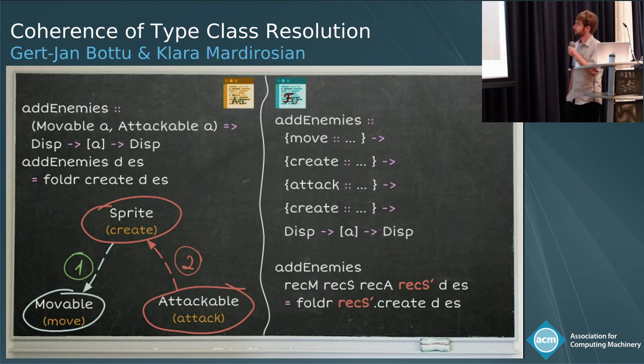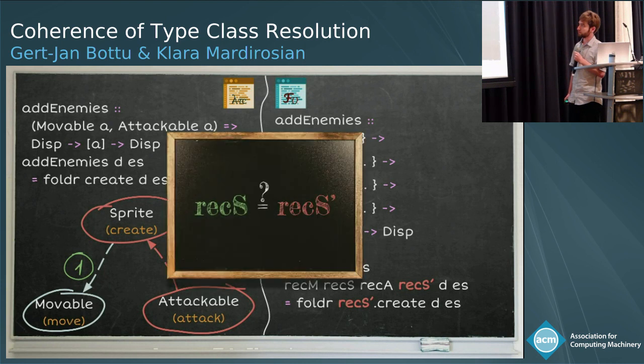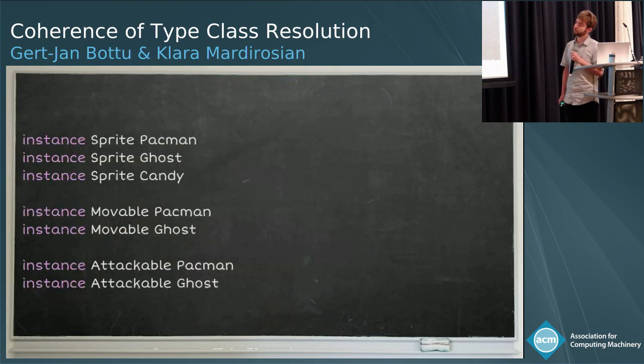I guess so, yeah. But then wouldn't coherence mean that no matter which of the 2 options we choose, we would have equivalent programs? Yeah. Maybe we can have a look at the instances? Yeah, sure, let's do that.